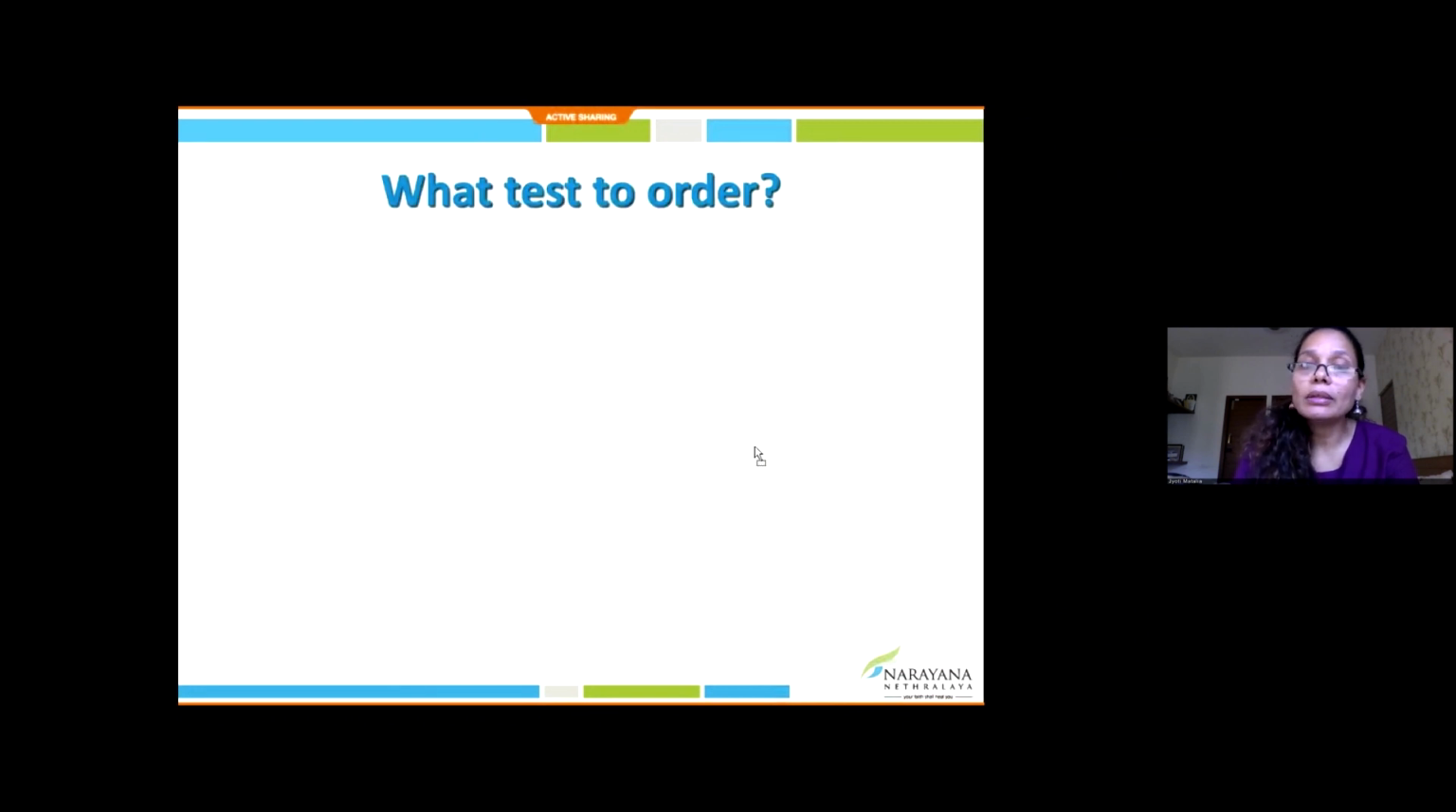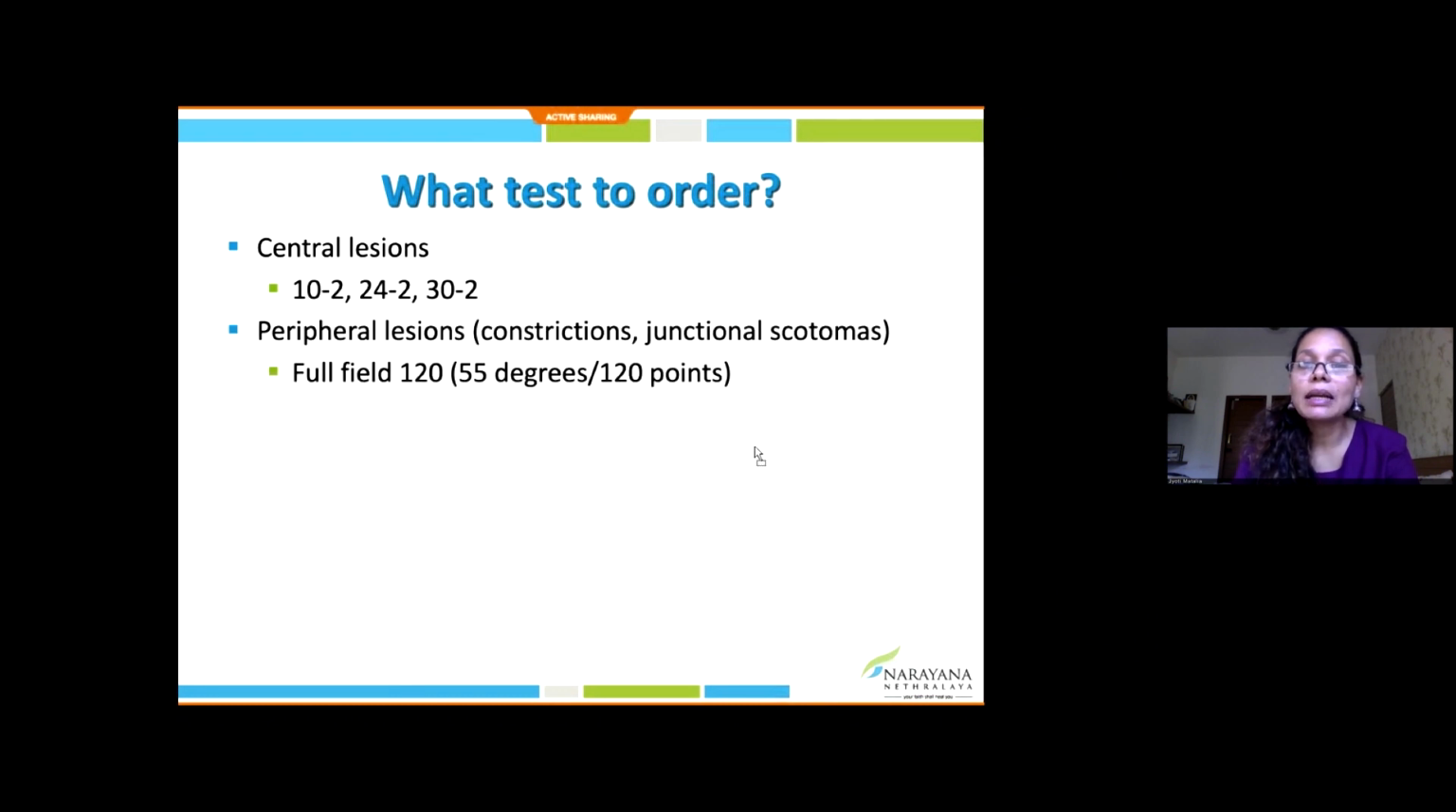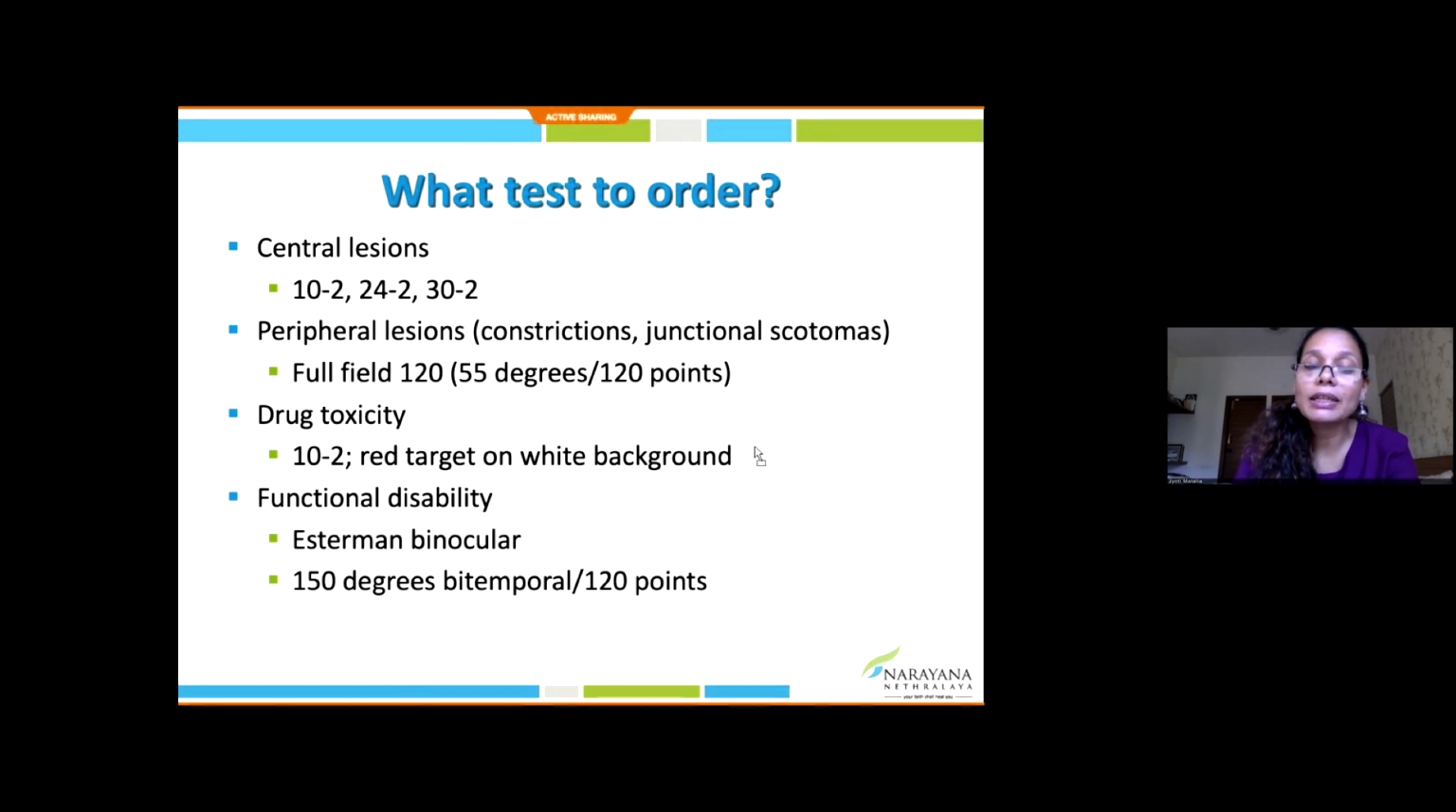What test should we order? If it's a central lesion, look at 10-2, 24-2, or 30-2. For peripheral lesions, you're looking for constrictions or junctional scotomas. As I showed, you need to do a full field 120. If you're looking for drug toxicities like ethambutol, you can do 10-2 with a red target on a white background. And for functional disability, somebody who has really poor vision, you can do binocular tests as mentioned here.